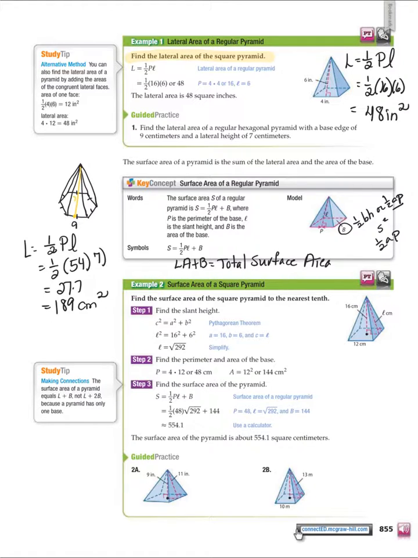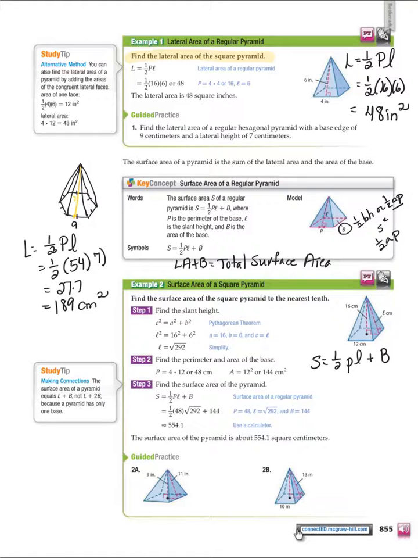Let's look at some of the ones they've given us here. And they're giving us a lot of squares, which is okay, but we need to be able to handle things that are a little bit more complicated than squares. But let's see what we've got here with example 2. Find the surface area of a square pyramid to the nearest tenth. It tells me what I need to find, so I'm going to write down my formula that the total surface area is 1/2 the perimeter of the base times the slant height plus the area of the base.